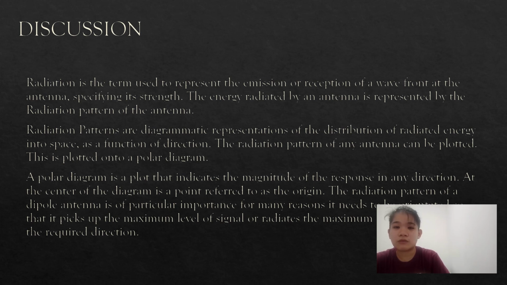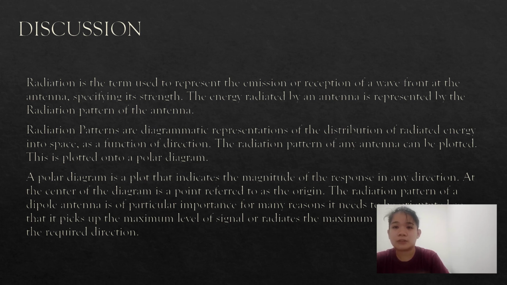So for the discussion of the design experiment, radiation is the term used to represent the emission or reception of a wavefront at the antenna, specifying its strength. The energy radiated by an antenna is represented by the radiation pattern of the antenna. Radiation patterns are diagrammatic representations of the distribution of radiated energy into space as a function of direction. The radiation pattern of any antenna can be plotted. This is plotted into a polar diagram.